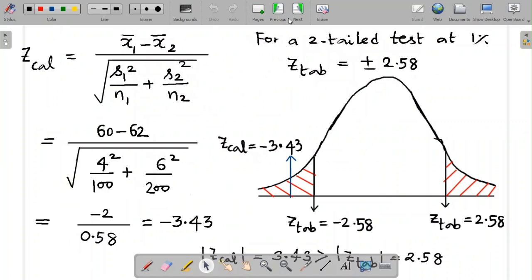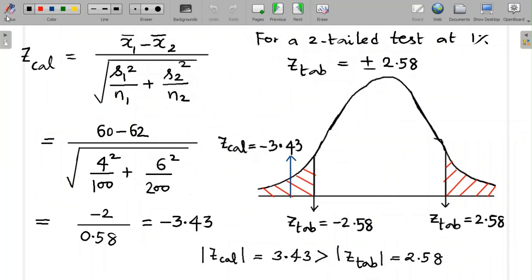Substituting the numbers, we see that the calculated value is minus 3.43, and comparing this with the two-tailed test at 1% level critical value combination, we see that for a 1% level of significance and a two-tailed test, the tabulated value is 2.58. The critical value is 2.58. So our test statistic falls in the critical region and therefore H naught must be rejected.